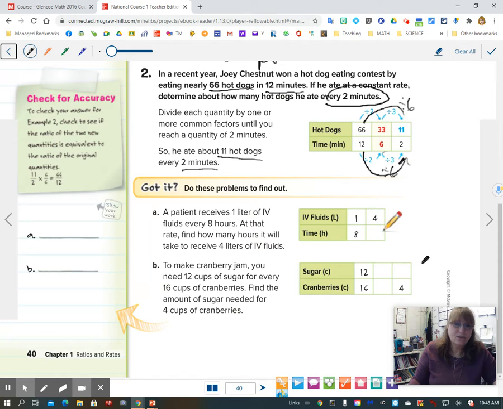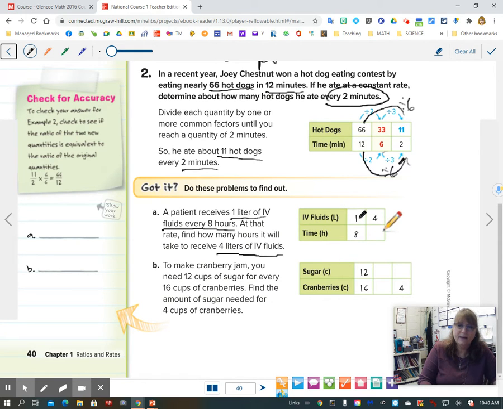All right, now this question for the got it here, the A, this is very relevant. If you're a nurse, you need to know how long the IVs are going to take. A patient receives 1 liter of IV fluids every 8 hours. Now, if that's what a doctor has ordered, for them to get 1 liter every 8 hours, and then the doctor says, I want him to have a total of 4 liters of IV fluids. So the nurse would have to figure out how long that's going to take and set the machine and everything so that it would be at the same rate.